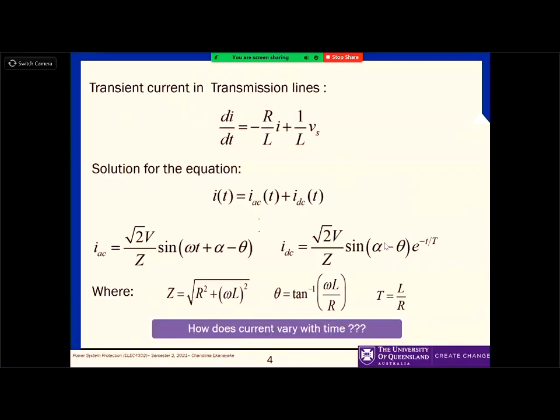So when you get these equations, you can see that the magnitudes of these currents, especially the DC current, depend on this alpha. If you change alpha, then the magnitude will change, which means depending on the point at which you close, you get a higher magnitude of currents.